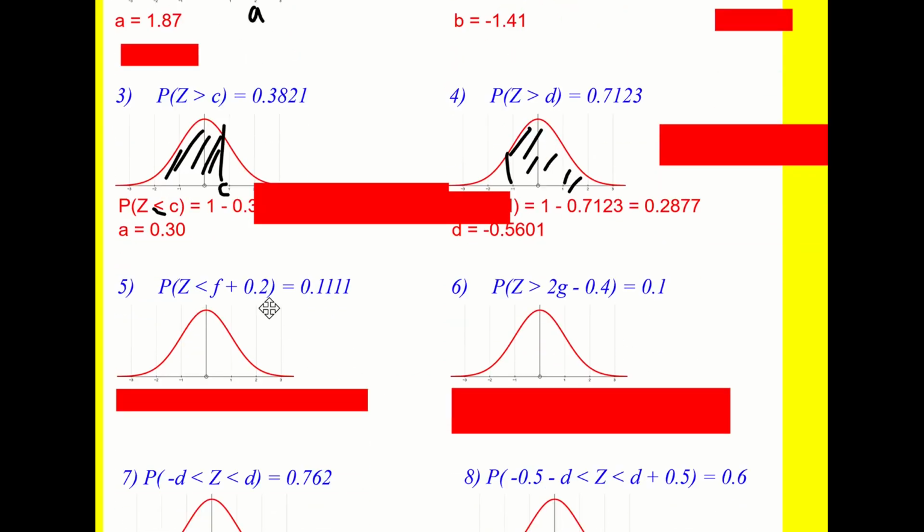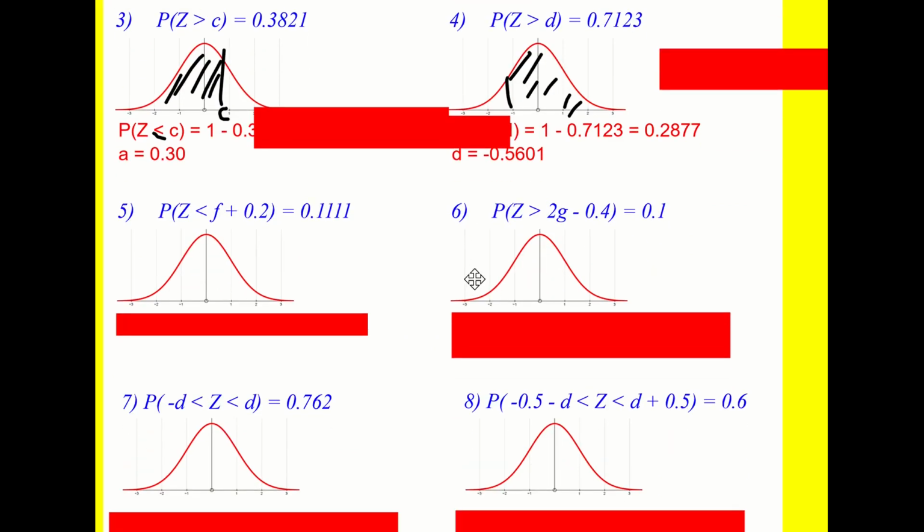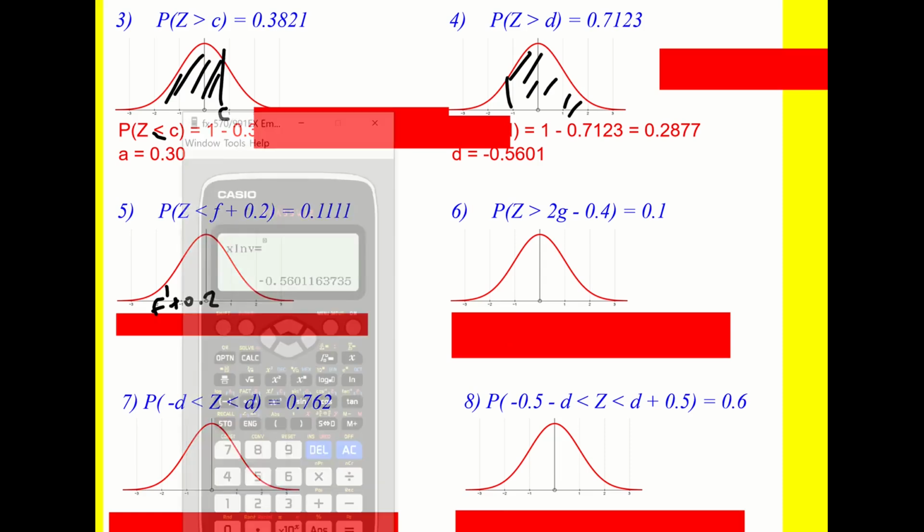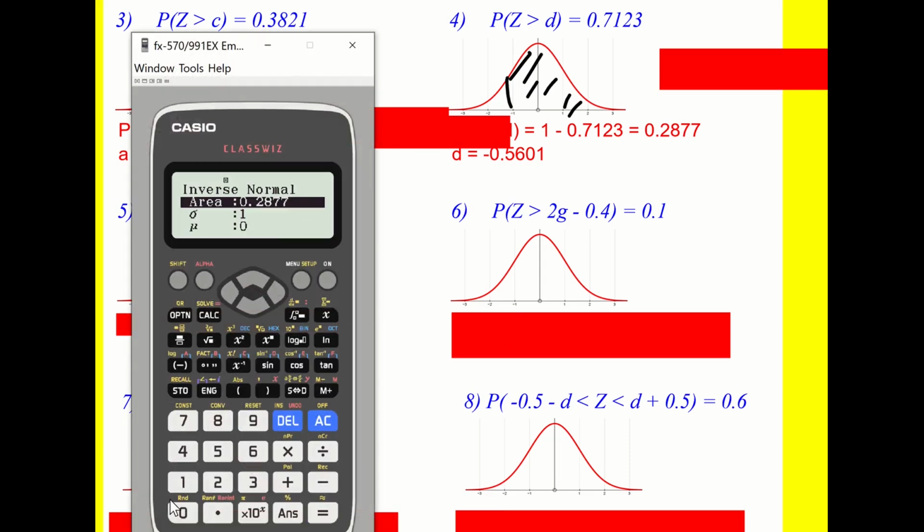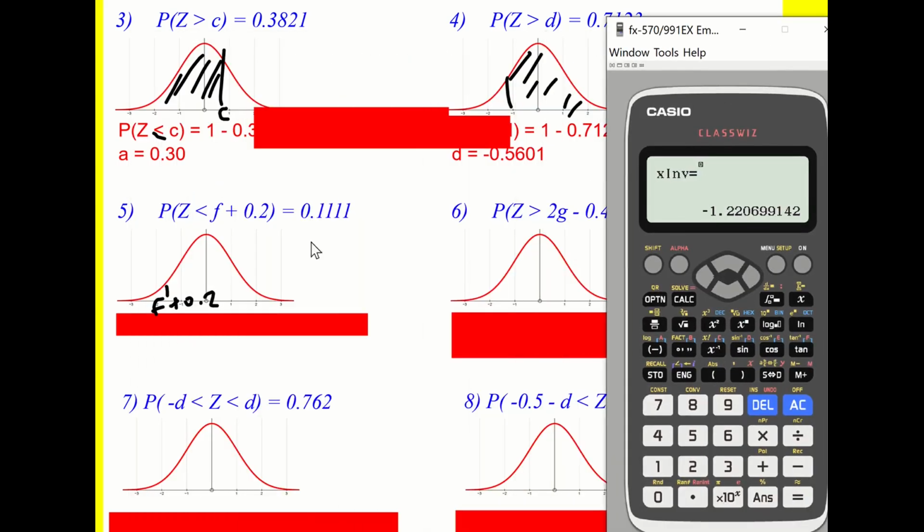Okay, what about this cheeky little one here? So I've got f plus 0.2 is 0.111. Well, it's going to be over here somewhere. This is my f plus 0.2. But it is the same idea. I'm just going to put 0.1111 in here. And that's my f plus 0.2 actually.